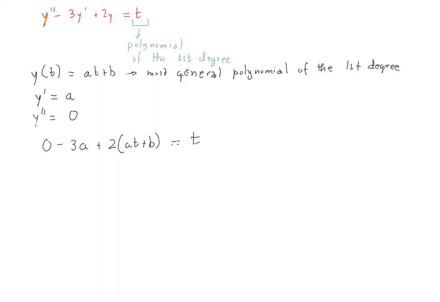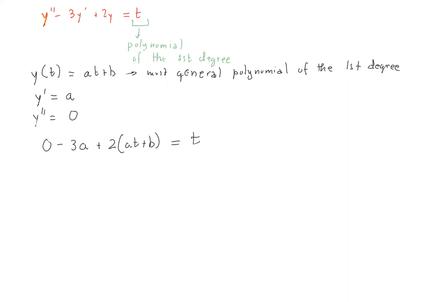Okay, let me pause and make sure that everybody's with me so far. Are there any questions? Okay, so how do you find this? The idea is pretty simple. You have one polynomial on the left, one polynomial on the right. The only way that two polynomials are equal is if they have the same coefficients.